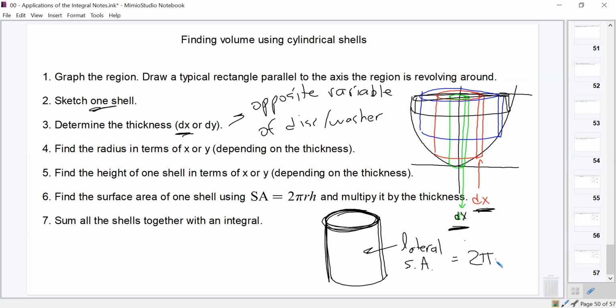So the lateral surface area is 2 pi r times the height, and we'll multiply that by our thickness of dx. And then all we'll need to do is pop that into an integral and integrate, in this case, from the left to the right bounds of the region, since we're doing it in terms of x, and we'll get our answer. So that'll be our next steps: find the radius, find the height, and then our surface area will be 2 pi rh. We'll multiply it by our thickness dx, or sometimes we'll have dy, and then we'll use an integral to sum them together. So that's the idea of cylindrical shells.